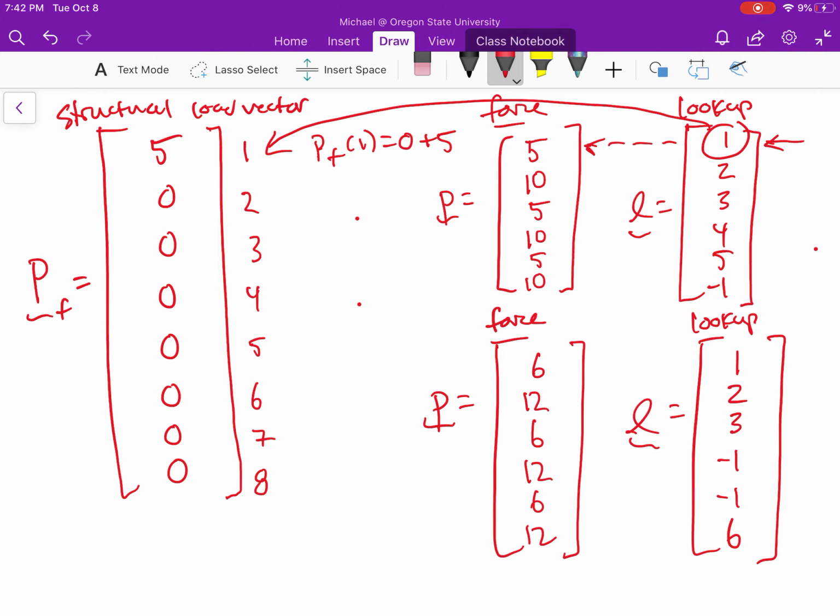So this goes from 0 to 5. Sorry about that. Then we go down to the next entry in the lookup vector. It's 2, and the corresponding value is 10. So for entry 2, we take its current value, which is 0, and add 10. 0 plus 10 is 10, so this goes from 0 to 10. Then a lookup vector value of 3 tells us we go into the third entry. We add to it the corresponding value in the force vector, so this goes from 0 to 5.